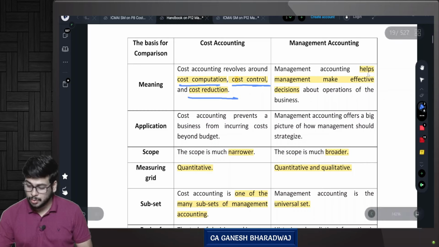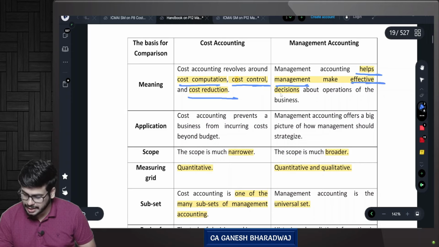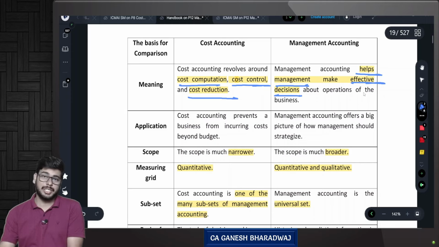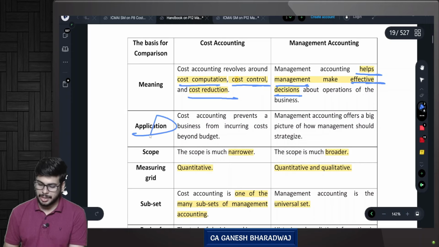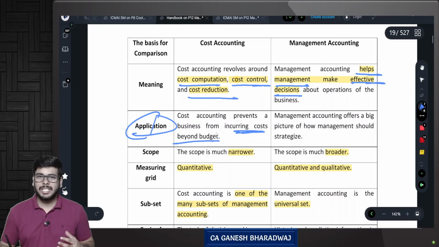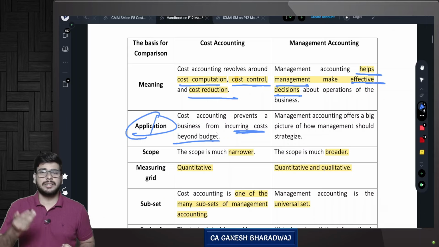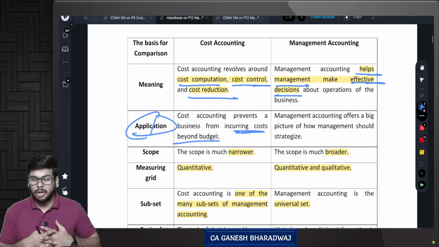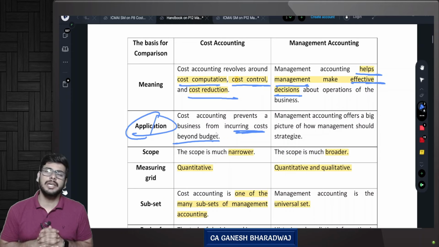Whereas management accounting helps the management make effective, meaningful decisions about the operations of a business. Application of cost accounting prevents the business from incurring costs beyond a budget. Okay, that's why I said, sir, you told me this is the control aspect. This is also there in management accounting. That's why I said cost accounting and management accounting are highly interlinked.